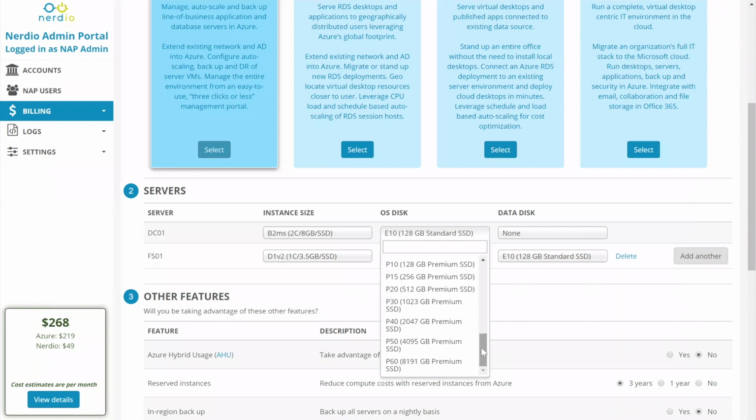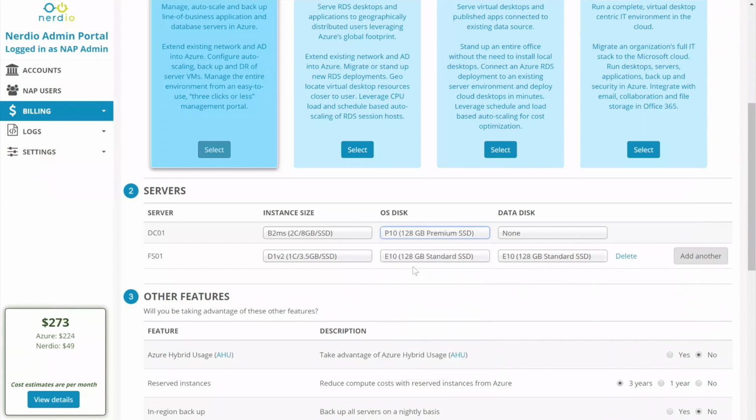So, if you're configuring DC01 in the cloud, you may decide that you want an SSD disk. So you filter it down to SSD and you'll decide that you need a P10, which is 128 gigabyte premium SSD. The next selection is the data disk.